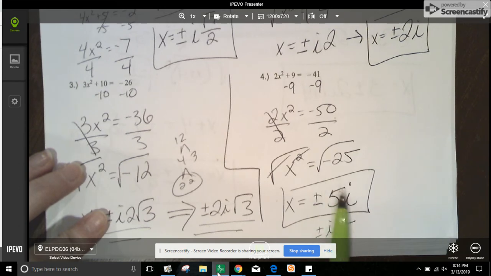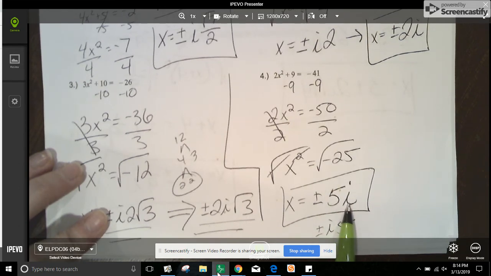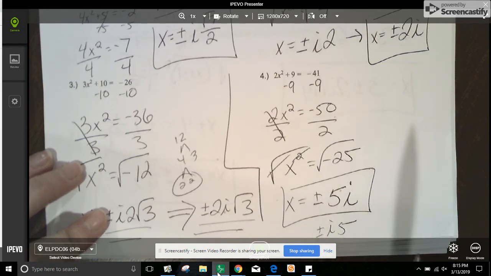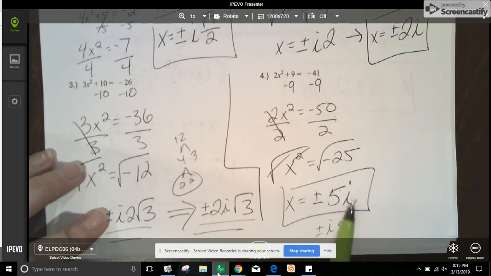So you're still solving. It's just on the test, if you get a negative, that gives you imaginary solutions, not real solutions. So that's what the i is. The i is your imaginary roots.